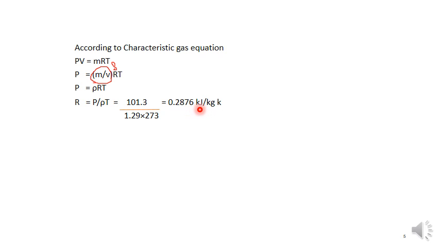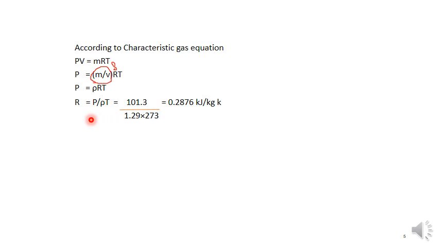If you don't remember these units, simply substitute whatever units are given in the problem into the formula, and we can get the units. So P is in kilonewton per meter square, density is in kg per meter cube, temperature is in Kelvin. I am writing these Newton meter as joule, and the remaining get cancelled, and the unit for R is kilojoule per kg Kelvin.